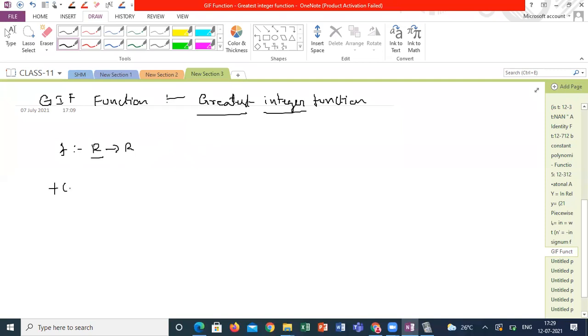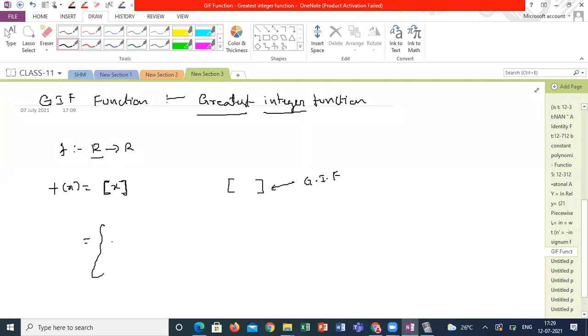If I say my f of x is equal to x kept inside closed braces, this symbol is called the greatest integer function. If any function is kept inside braces like this, then it is the greatest integer function. What is this greatest integer function? This function has many pieces.